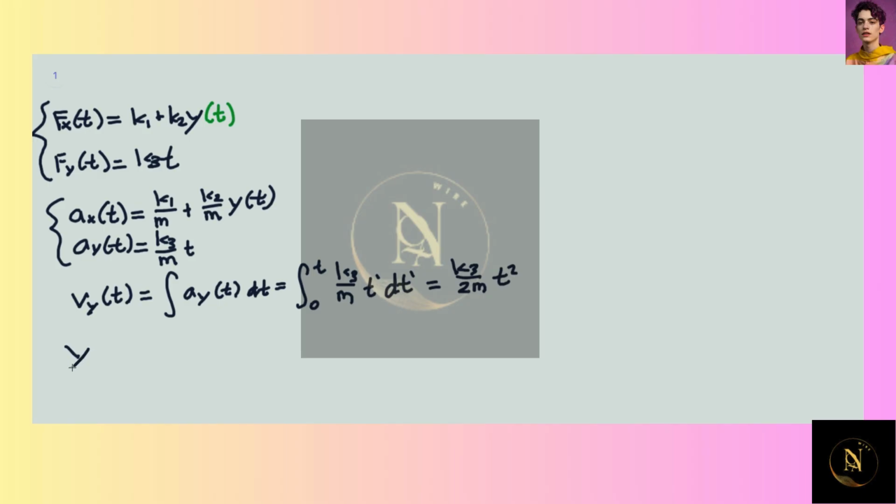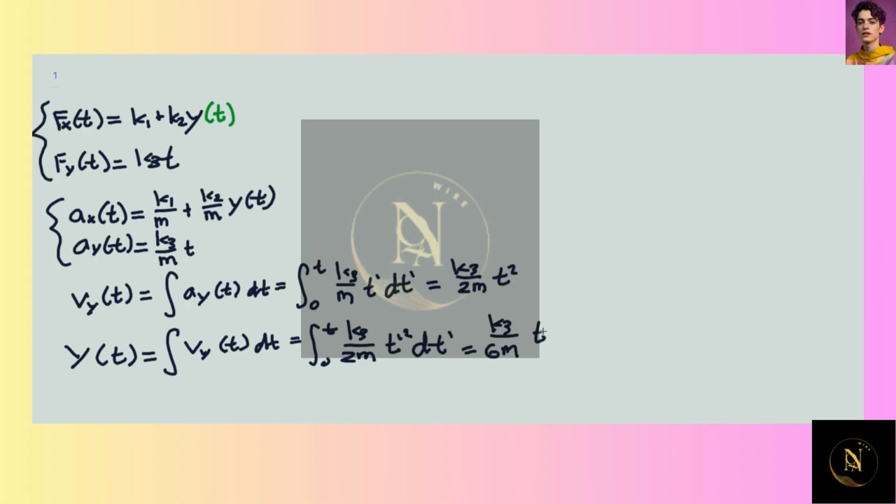Excellent. Do that one more time in order to solve for that coveted y as a function of t. Same procedure, we're just integrating velocity with respect to time. Plug in the value we just found, which is k3 over 2m t prime squared dt. And that's going to be equal to k3 over 6m t cubed. Excellent. So now we're going to do this two more times for vx and then x respectively.